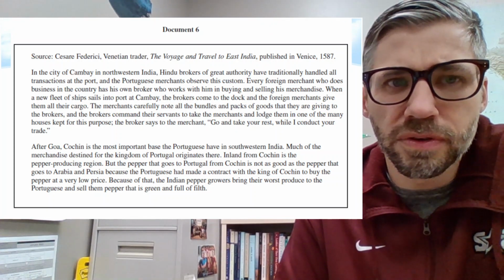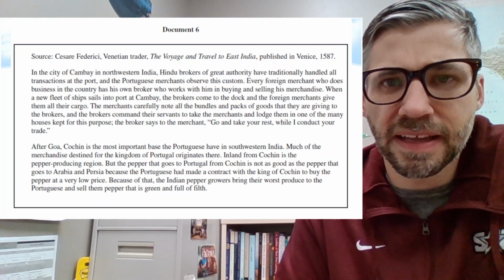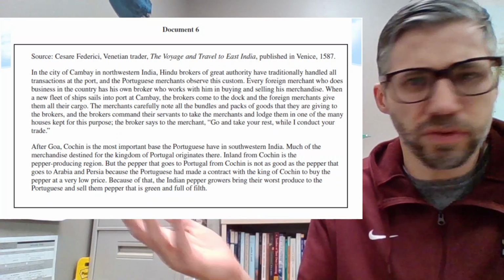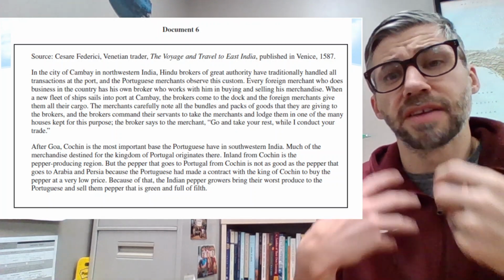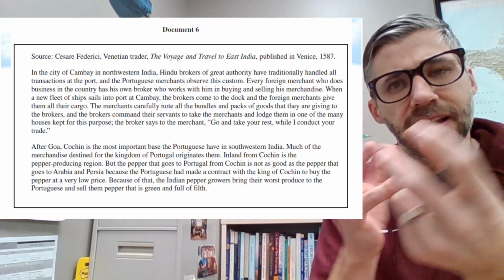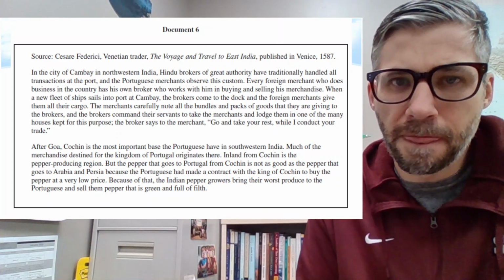Every foreign merchant who does business in the country has his own broker who works with him in buying and selling his merchandise. So he's saying every trader, Portuguese or Muslim or whatever, has a broker at this particular port in India, like a Hindu person who's kind of there to help make the deal happen.